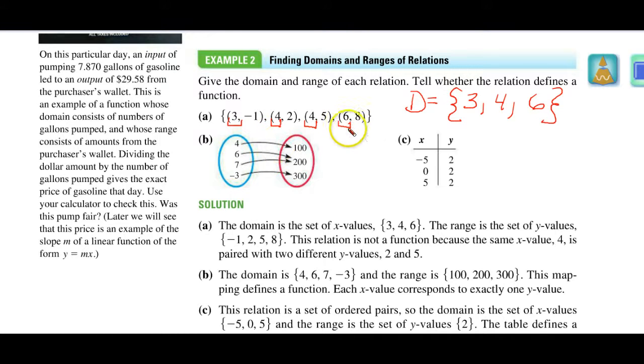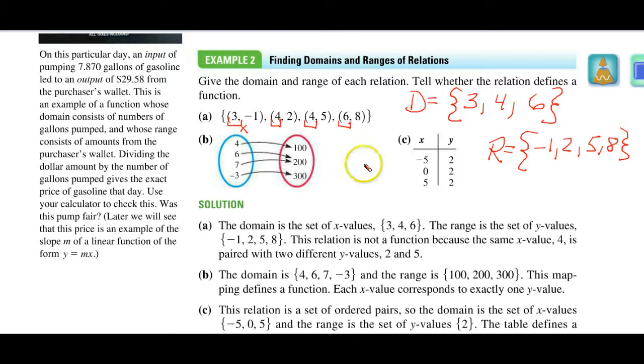Now here you would do the same. Since these were your x elements, you would just list them in roster notation. And then for the range, again, I would put an R and braces, and -1, 2, 5, and 8. None are repeated, so that's how you would write it.